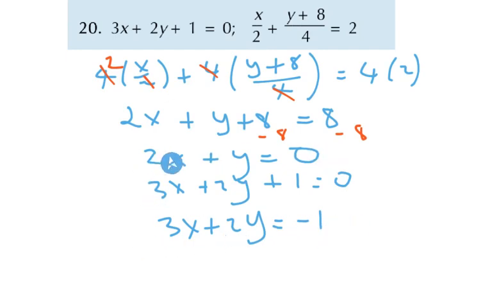Now I need to get my x's or y's to be the same. I'm thinking it's easier to get the y's to be the same. I'm going to multiply this equation here by 2, and that's going to give me 4x plus 2y is equal to 0. And then I'll be able to cancel out the y's. So let's multiply this one here by 2. I'll do it in green. So 4x plus 2y is equal to 0.